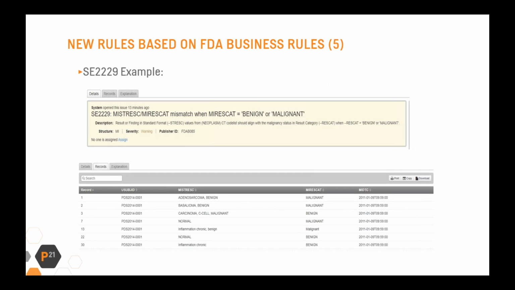So looking at an example for SE2229, you'll see down at the bottom here, these first two records in MISTRESC, we have values of benign, but then MIRESCAT has values of malignant. You'll also see in this screenshot that the rule will fire regardless of the casing of the characters. So further down, we have benign in lowercase and we have malignant in title case, and the rule still returned a result.